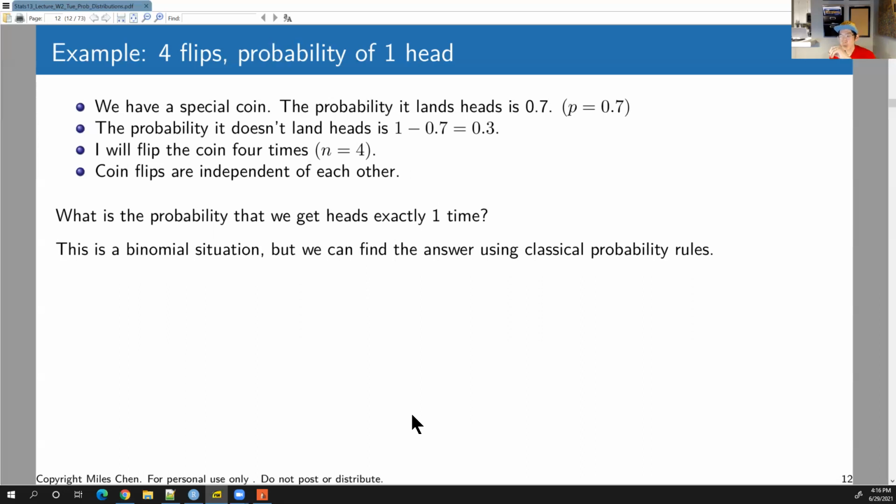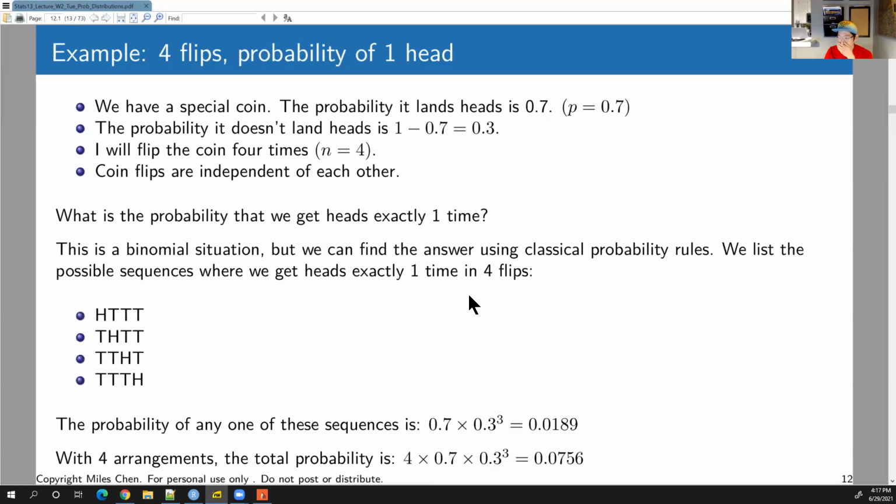And what I'm going to do is flip the coin 4 times. We're going to say the coin flips are independent of each other. And I'm going to ask, what's the probability I get heads exactly 1 time out of 4 flips? Now remember, the coin favors the heads. So we're going to see how this works. This is a binomial situation, and there is a binomial formula that we're going to use, but we're going to work our way up to it by using the classical rules of probability.